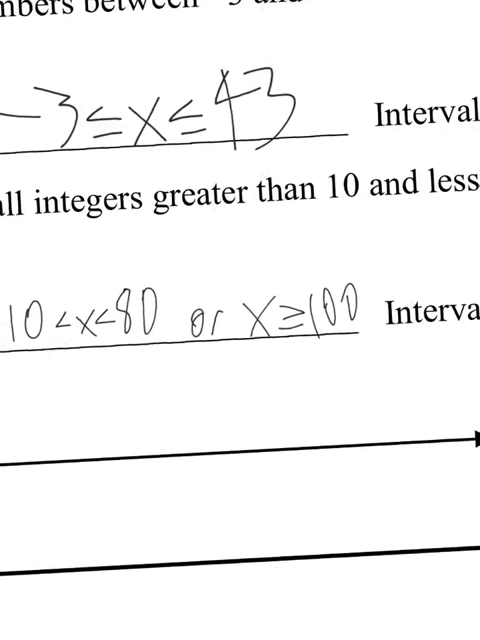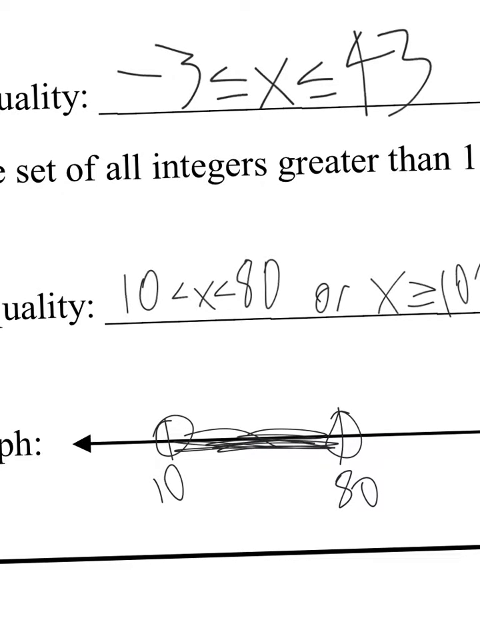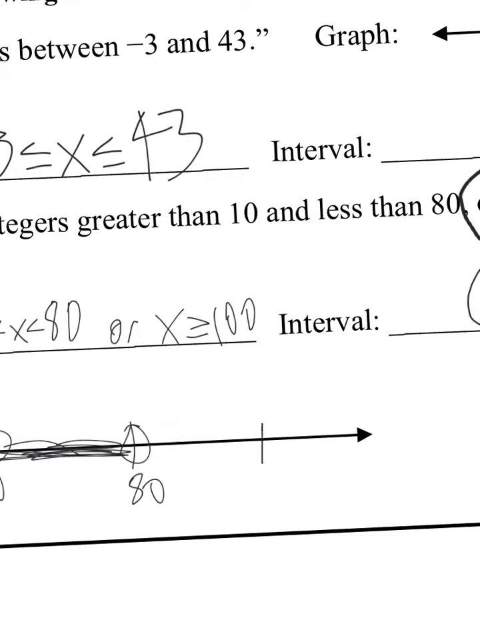So our graph means we'll have a split in our graph. So I'll have like 10 over here and open circle that. And then I'll have like 80 over here and I'll open circle that. And that's shaded in there. It's everything in between 10 and 80. And then it'll start again at 100. And I'll close circle that. And then it'll go on forever. Okay? So that's basically it.